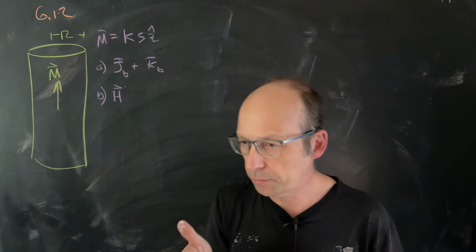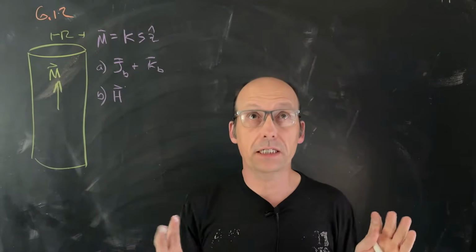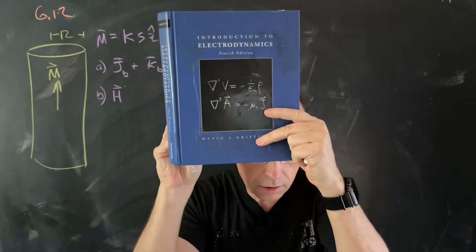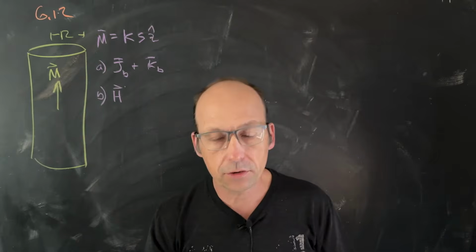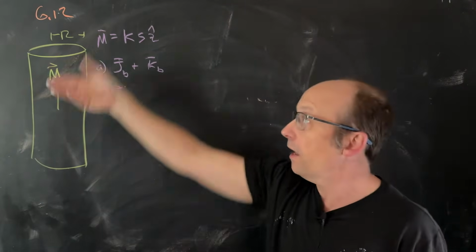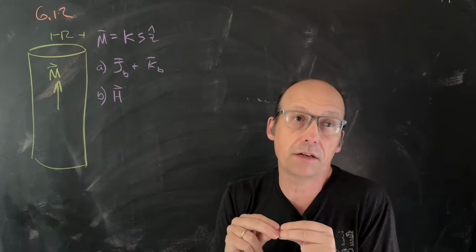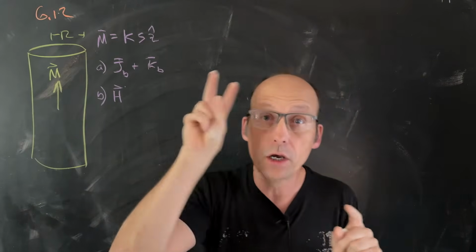Let's do a physics problem. Electrodynamics, chapter 6. This is problem number 12 from this book. So the basic idea is that there is an infinitely long cylinder with a permanent magnetization inside of there. We want to find the magnetic field everywhere, two different ways.